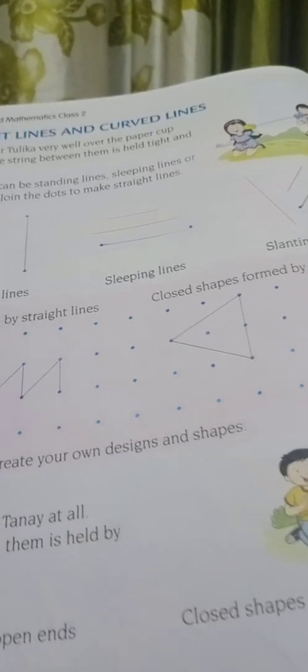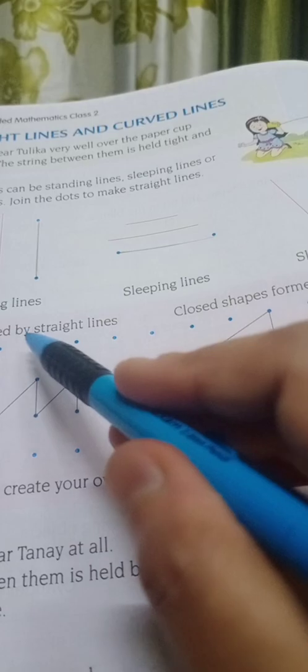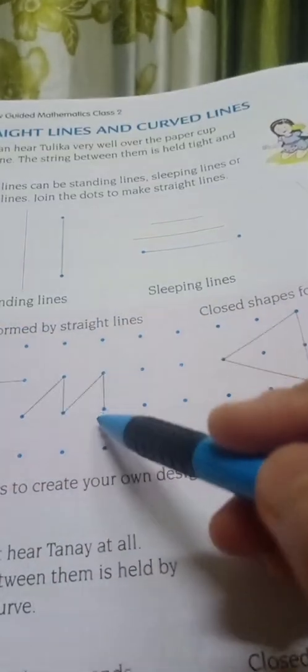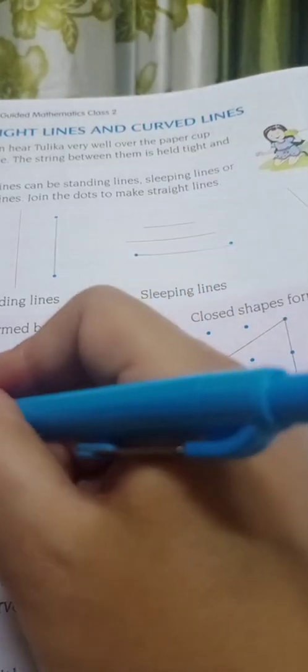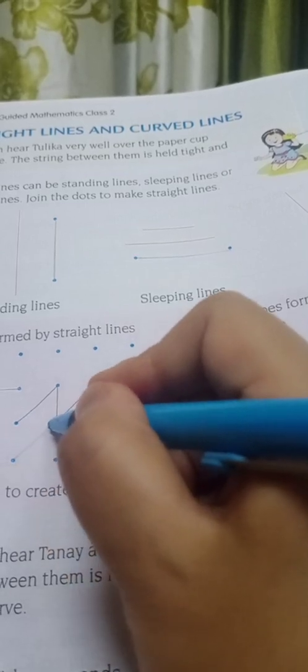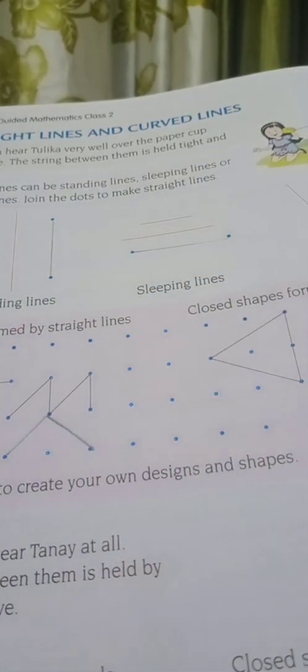Next, they are asking you to draw designs formed by straight lines. You can see a design here. You can see a slanting line which has made a design. So you can draw any kind of design here. Okay, like I've drawn L. Let me draw a mountain design. Okay, here. This is another design of mine. So you can draw different kinds of designs.